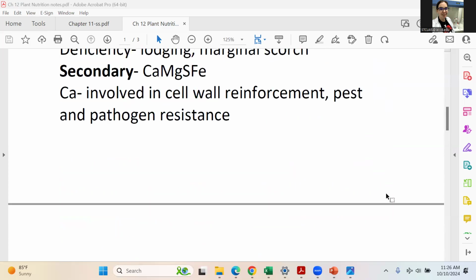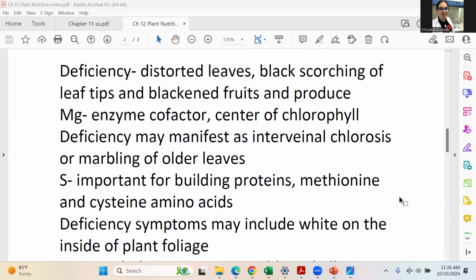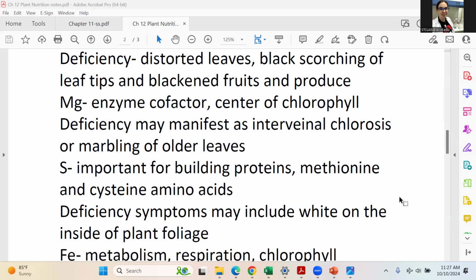Okay, if we have a deficiency of calcium, you may see distorted leaves. You'll see black scorching of leaf tips, and there will also be blackened fruits or produce. For magnesium, magnesium is an enzyme cofactor. That's one of its functions. It's also the center of the chlorophyll molecule. If we have a magnesium deficiency, it may manifest as interveinal chlorosis, or a yellowing in between the veins of the leaves, or a marbling of older leaves.